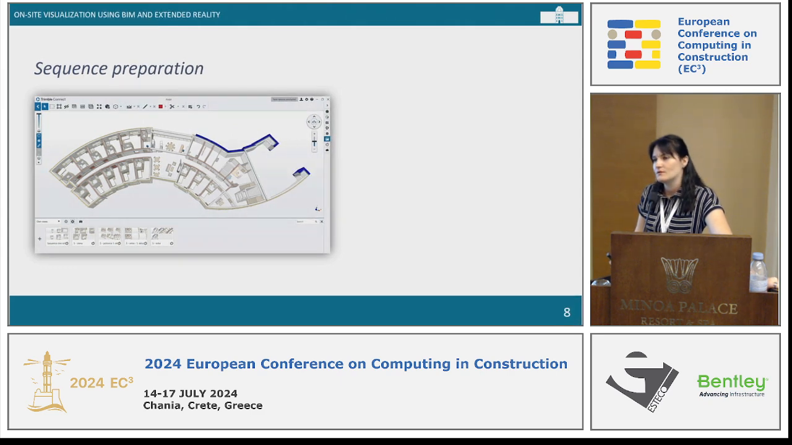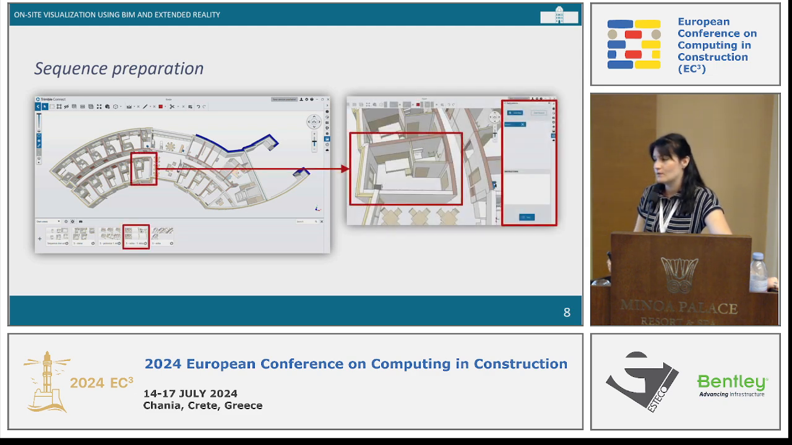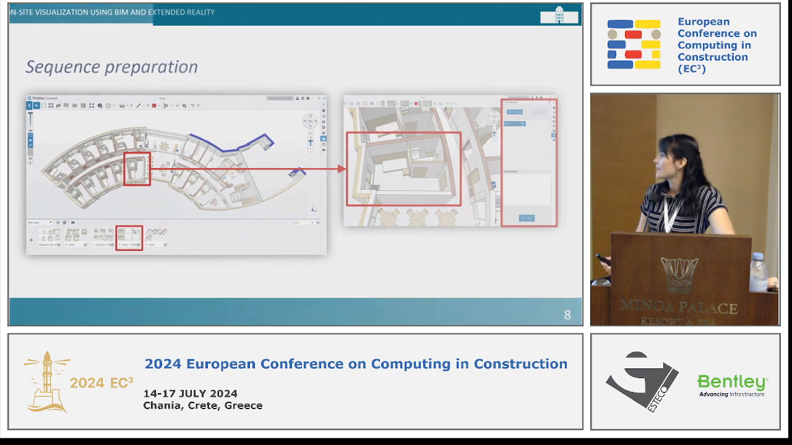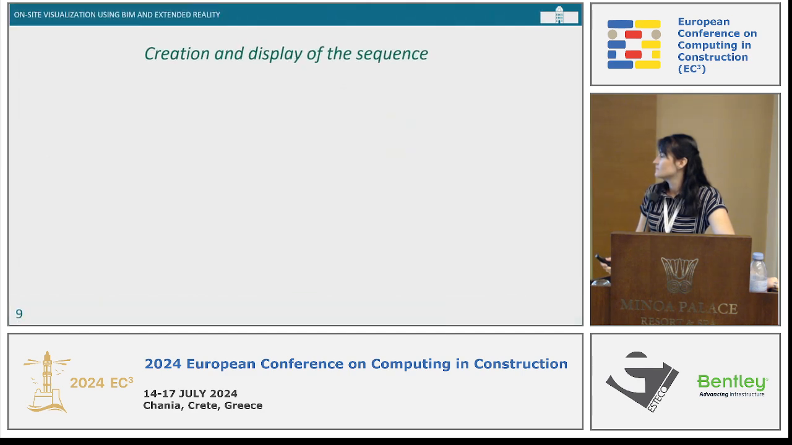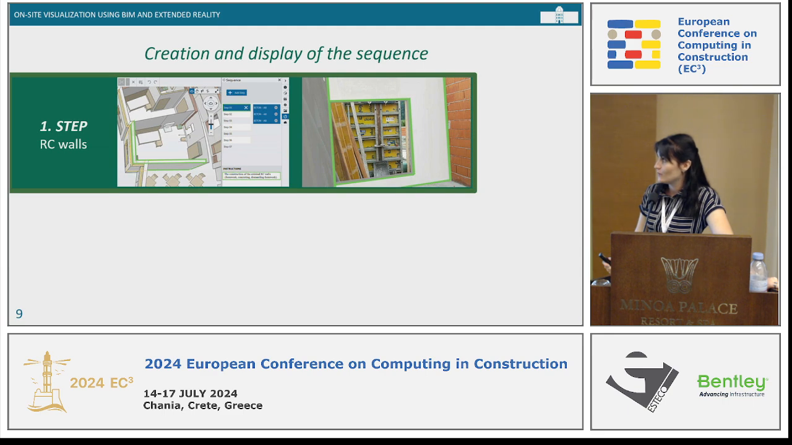Then we wanted to show also the building process in sequence. We made a sequence of a room on the first floor. The sequence contained 7 steps. The first step was the construction of external reinforced concrete walls. The left picture is the 3D BIM digital model in Trimble Connect, and the second picture is the digital model placed in the real environment.